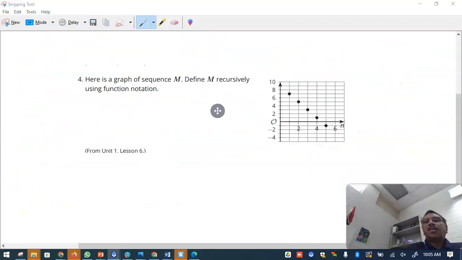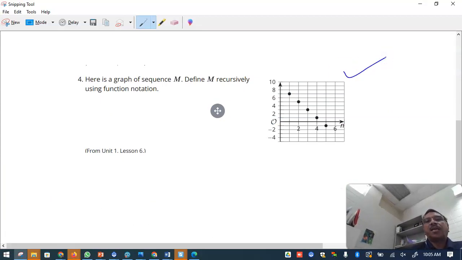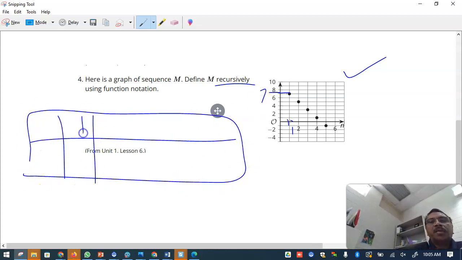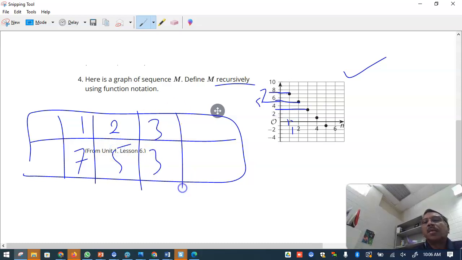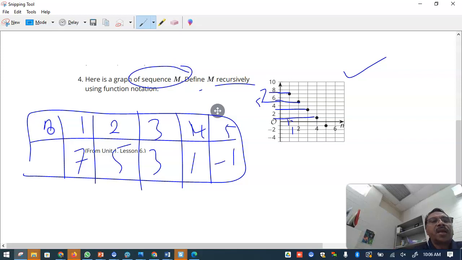Okay, now in this case, you are given the graph. All you're supposed to do is write the recursive definition. Now, the first number, this is 1, and that's 7 here. So 1 is 7. If we make a table, 1 is 7, 2 is 5, 3 is 3, and this is 1, and 6 is minus 1. So it's 7, 5, 3, 1, and minus 1. That's what you get. Now, the name of the sequence is m of n.